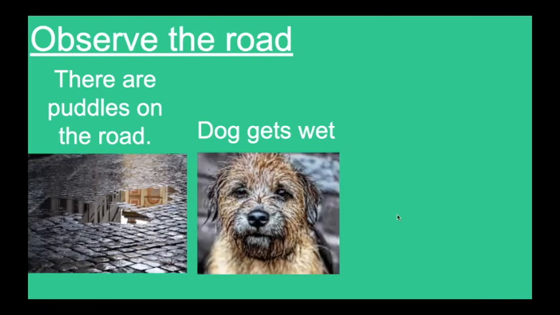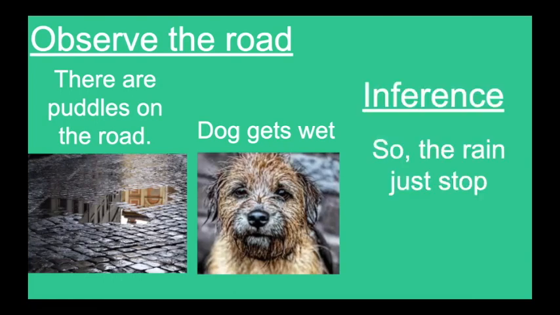So we observe the road, the dog, and we can conclude. We analyze this information. We see that it's wet. Puddles on the road and the dog gets wet. So we analyze information and we can conclude or make an inference. The inference is the rain just stopped. Maybe 5 minutes or 2 minutes ago, it just rained. That's why the dog gets wet and there are puddles on the road.